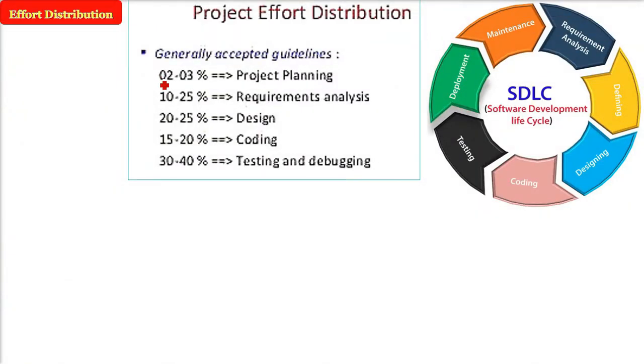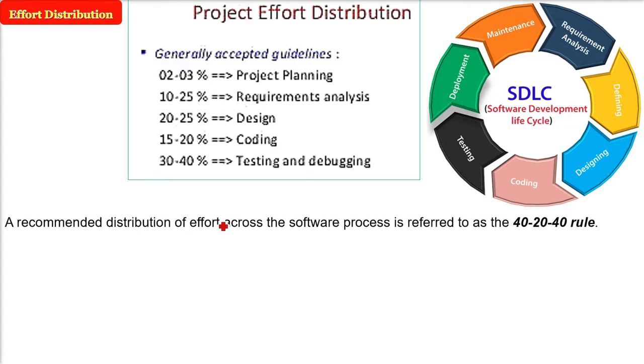Effort distribution. Now in a software development life cycle, there are different phases. So what phase will take what amount of project effort, this distribution we need to see. Generally accepted guidelines are like this. A recommended distribution of effort across the software project is referred to as the 40-20-40 rule. Let me reiterate. A recommended distribution for the software process is the 40-20-40 rule.